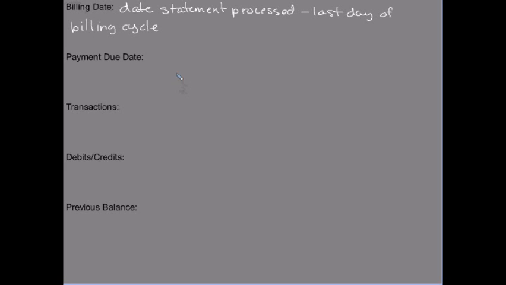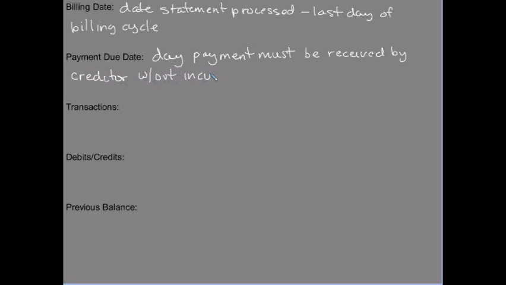Your payment due date is the day that the payment must be received by the creditor, so the credit card company. Any other day after that, and you're going to incur a late fee.